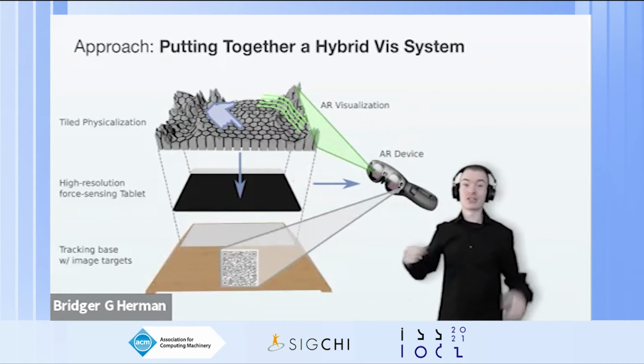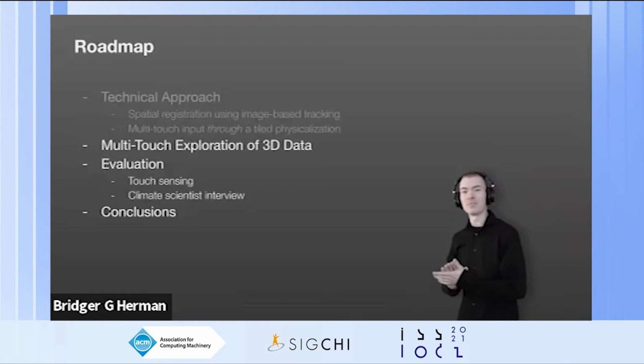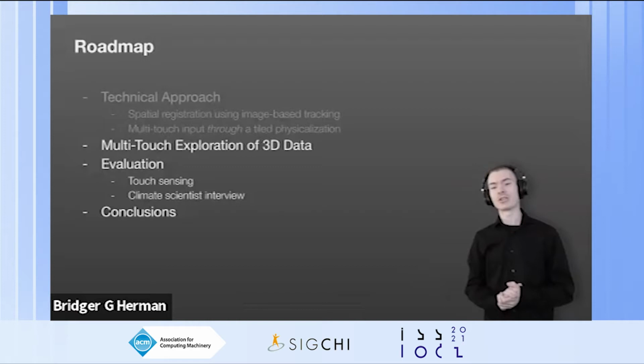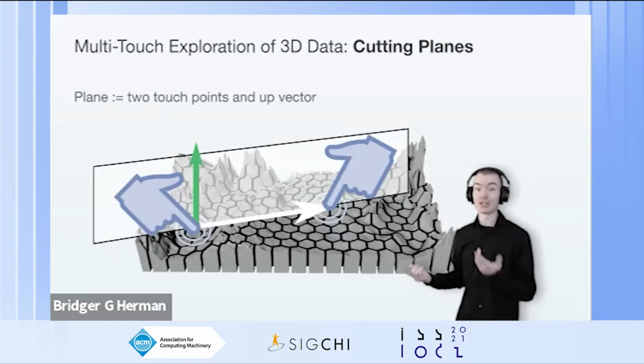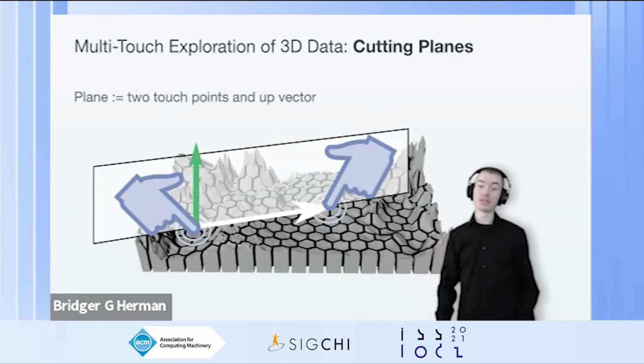So now that we have a basis for this technical approach, let's apply it to some of the most common data exploration techniques for 3D spatial data. In the first technique, we have a cutting plane into volumetric data, which is defined by a user's 2 touch points and the up vector pointing out of the physicalization.